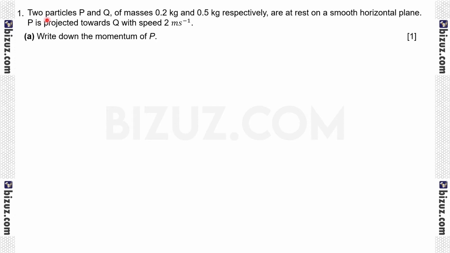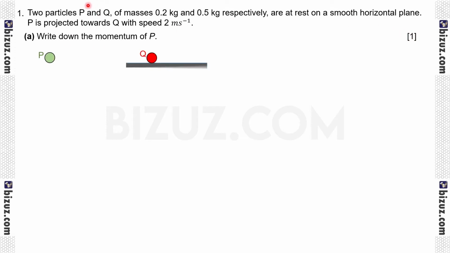Question number 1 of this question paper says two particles P and Q of masses 0.2 kg and 0.5 kg respectively are at rest on a smooth horizontal plane. P is projected towards Q with speed 2 meter per second. A. Write down the momentum of P.